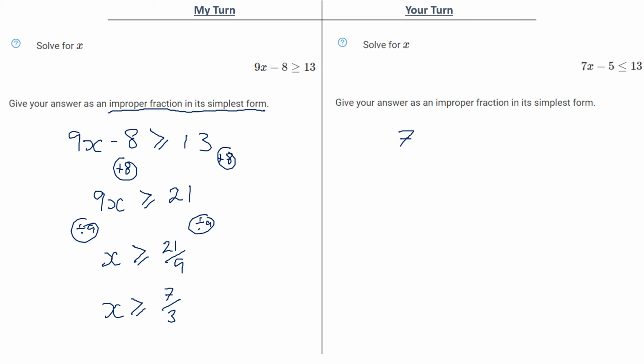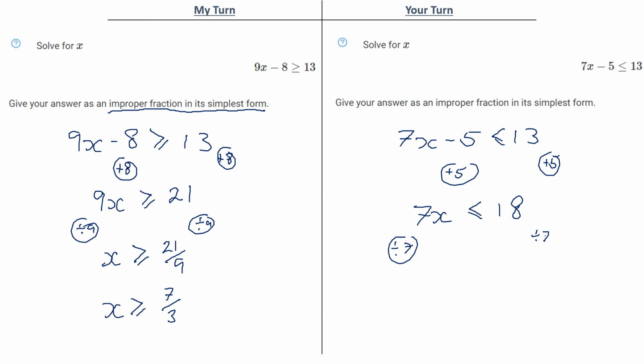Okay, so we've got 7x take away 5 less than or equal to 13. Okay, so we want to add 5 to both sides. Add 5 to get 7x less than or equal to 13 add 5 is 18. Then we need to divide by 7 to get x is less than or equal to, remember, an improper fraction. 18 divided by 7 is 18 over 7.